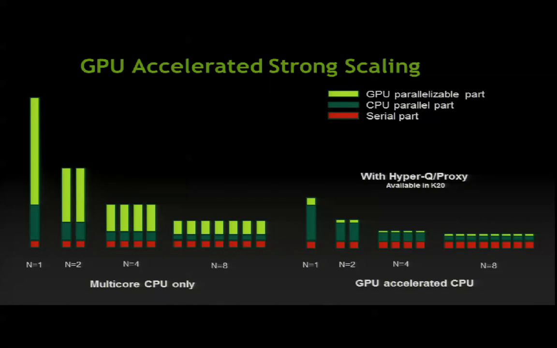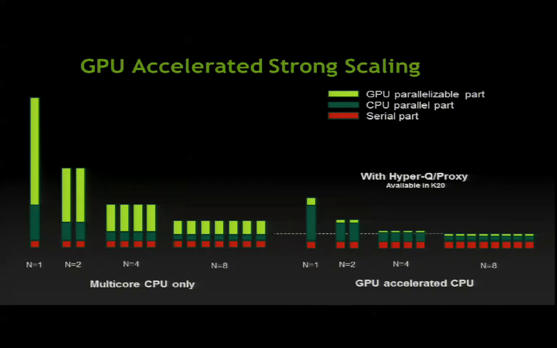Now with Hyper-Q, and with the ability to share the GPU amongst multiple MPI ranks, we will still see the same speed up on the CPU-only part that we had with the pure CPU implementation. But on top of that, we also get the acceleration of the GPU part. And so this allows us to nicely outperform the CPU-only version altogether.